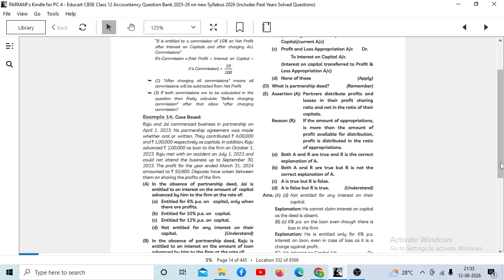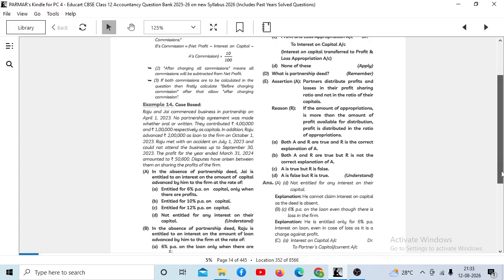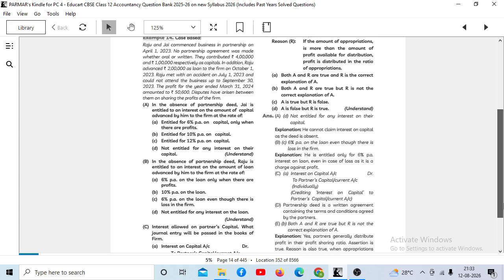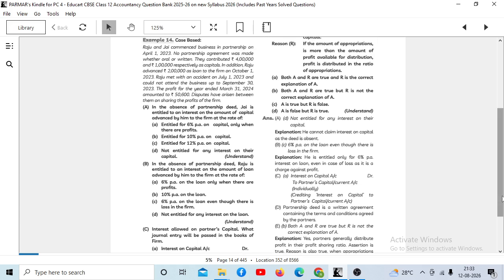Let us see what they are telling in the B question. Now in B they are telling that in the absence of partnership deed, Raju is entitled to an interest on the amount of loan advanced by him to the firm at the rate of 6% per annum on the loan only when there are profits, 10% per annum on the loan, 6% per annum on the loan even though there is loss in the firm, or not entitled to any interest on the loan.